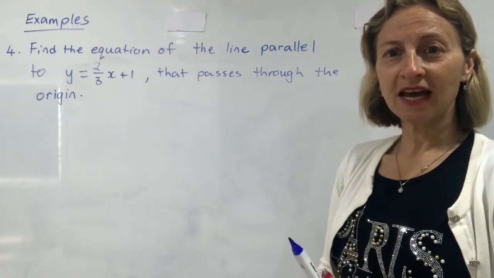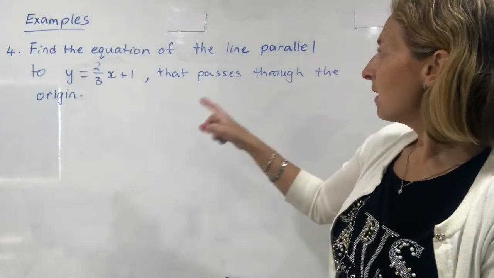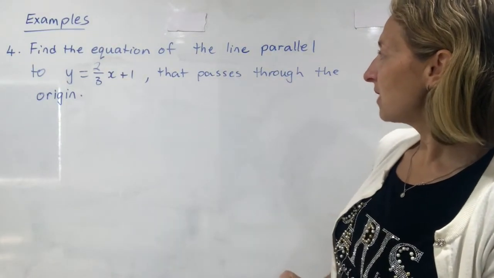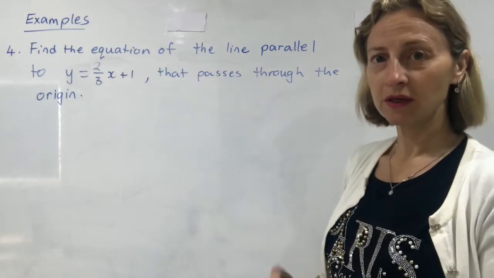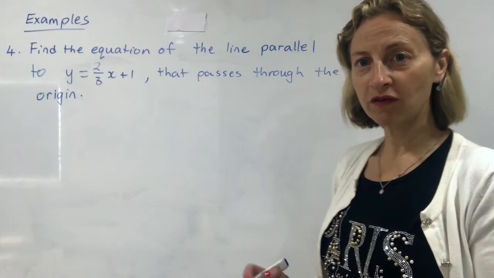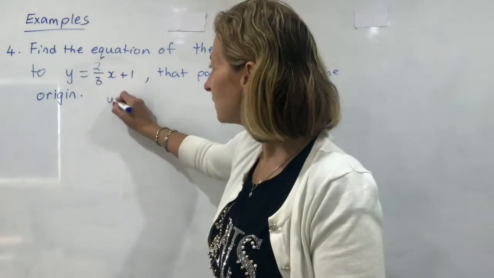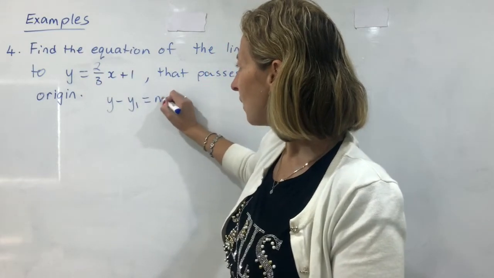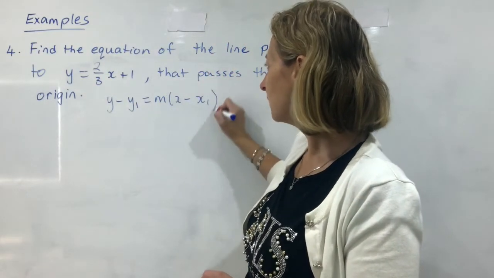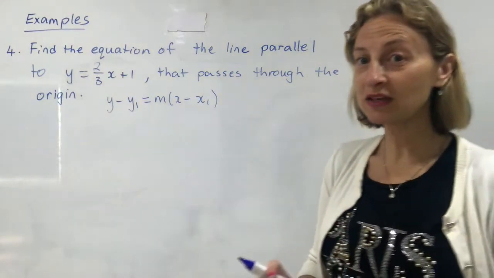Hopefully you're starting to get the hang of these questions. Find the equation of the line parallel to y equals 2/3 x plus 1 that passes through the origin. So we're being asked to find the equation of a line, so hopefully everybody knows we need to write down y minus y1 equals m(x minus x1). Don't make it complicated, don't do anything different.